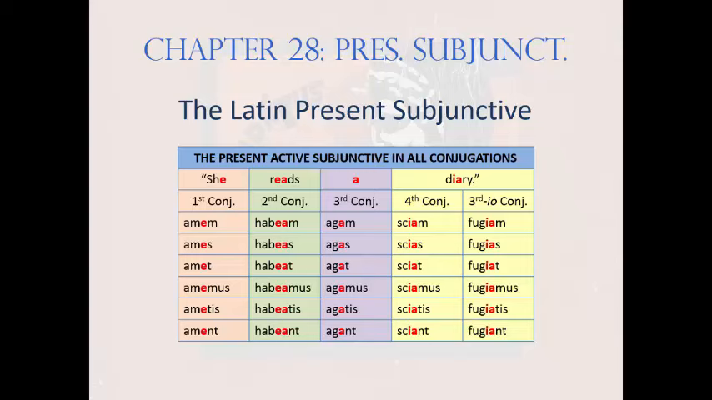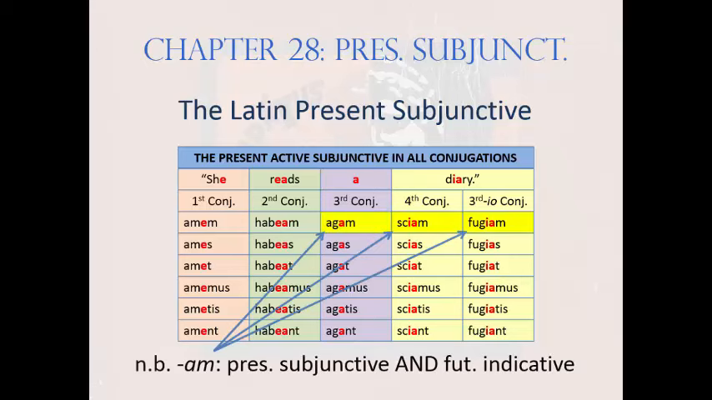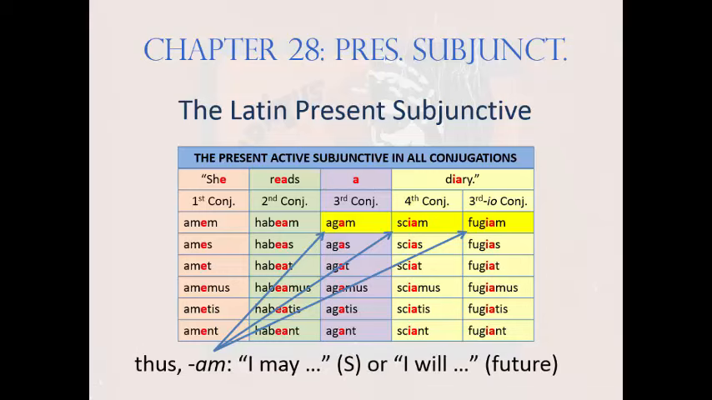Notice anything unusual or notable? Look at the first person singular subjunctive in third, third io, and fourth. It's exactly the same as the future. In other words, agam here can mean either I may, might, whatever, subjunctive, or I will, future. Not so the other forms, where the future will have e, for example, ages, you will drive, or the subjunctive, a. For example, agas, you drive subjunctively.